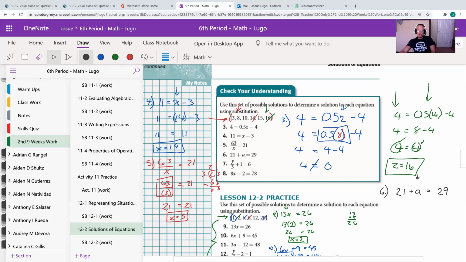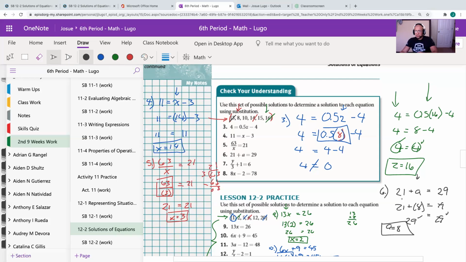So here I have these numbers to choose from. I think it's pretty obvious that a has to be equal to 8, right? Because 21 plus 8 is equal to 29. Notice I'm working downwards, just like I did when I was doing the box and slice method. Yeah, 29 is equal to 29. So therefore, a has to equal 8. If you made a equal to any other number other than 8, it would not give you the true statement. Only 21 plus 8 will give you 29.